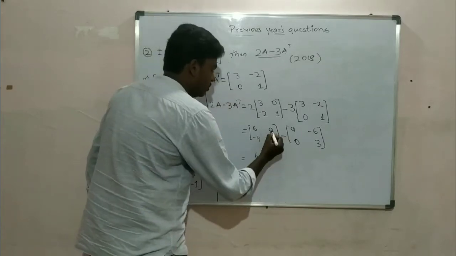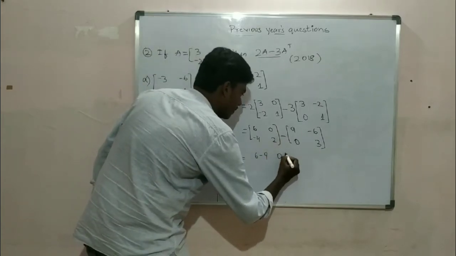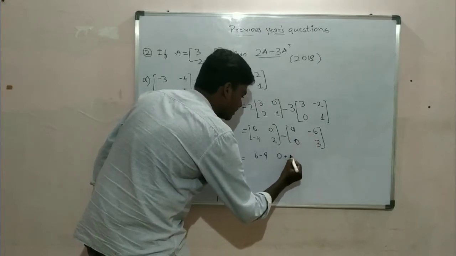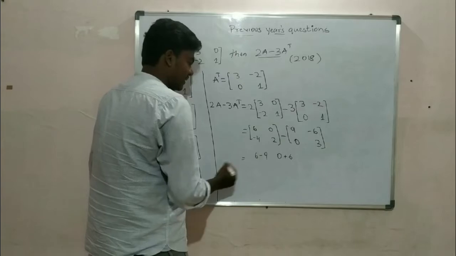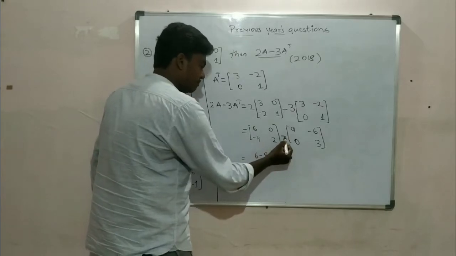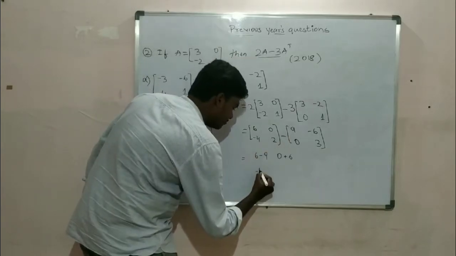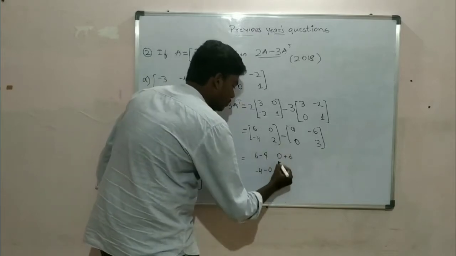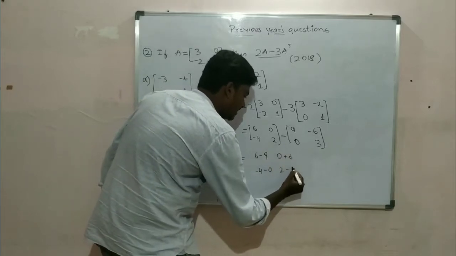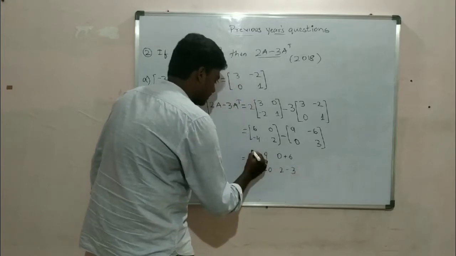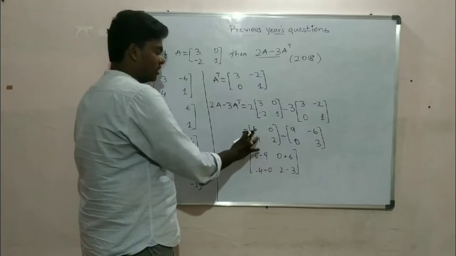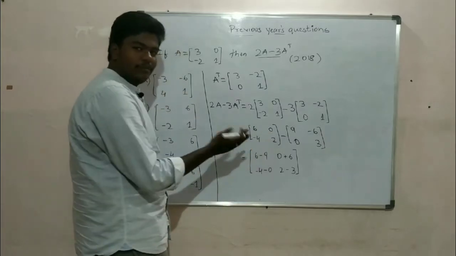Then 0 minus into minus is plus, plus 6. Then minus 4 minus 0. Then 2 minus 3. So this is an idea, so that you do it with the adjacent elements only.